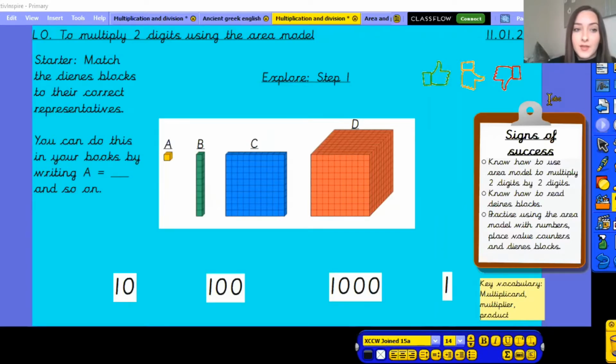So today we're going to be doing something slightly different to last week. We're going to be using something called an area model.